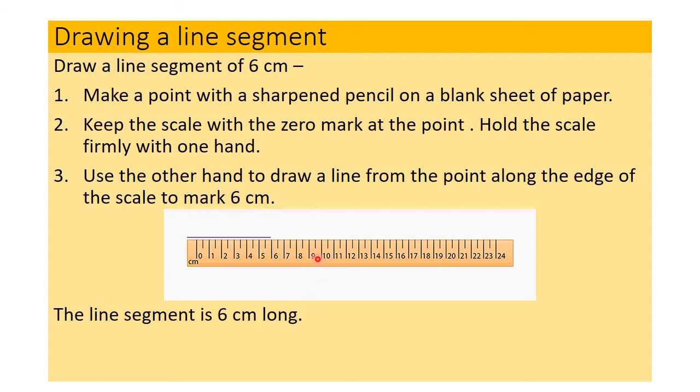So likewise, if you have to draw a line segment of 4.5 centimeters, you will start from this point, and you will draw a line along the edge of the scale till 4 and then 0.5. That means 4 centimeters will be there, but we also need the halfway mark because we have to show the segment as 4.5 centimeters long.